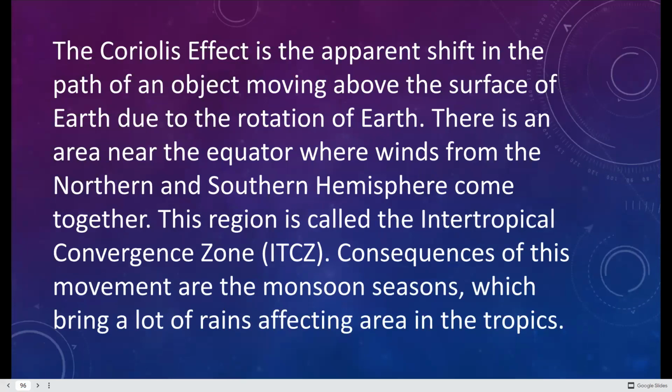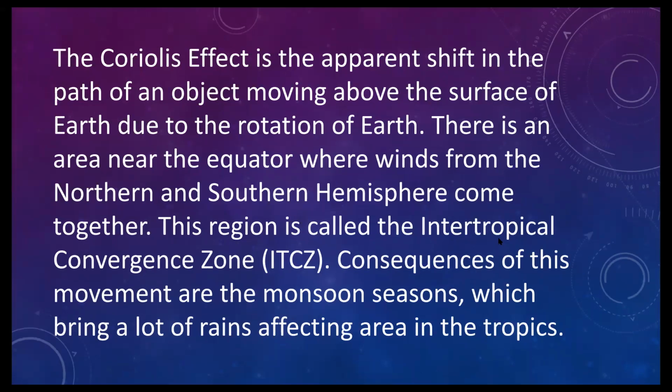The Coriolis effect is the apparent shift in the path of an object moving above the surface of the Earth due to the rotation of the Earth. There is an area near the equator where winds from the northern and southern hemisphere come together. Okay? The region is called the Intertropical Convergence Zone or ITCZ. Consequences of these movements are the monsoon seasons, which bring a lot of rains affecting areas in the tropics.